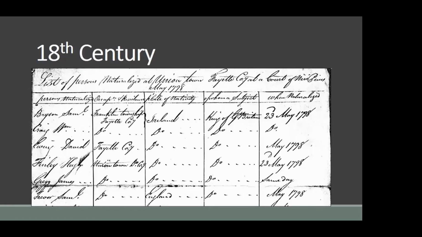Here's an example from the late 1700s of what a naturalization ledger entry could look like. Here we have Samuel Bryson, Fayette County, Franklin Township, who was from Ireland. He is saying he's a subject of the King of Britain, and he was naturalized on May 23rd, 1798. Not much information is provided in this 18th century naturalization record, but it is a document for your immigrants.